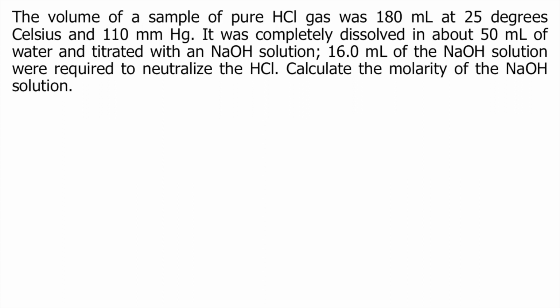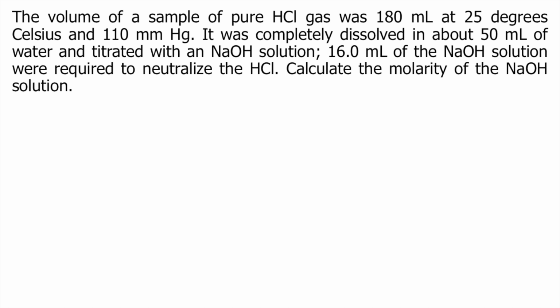The volume of a sample of pure HCl gas was 180 ml at 25 degrees Celsius and 110 mmHg. It was completely dissolved in about 50 ml of water and titrated with an NaOH solution. 16 ml of the NaOH solution were required to neutralize the HCl. Calculate the molarity of the NaOH solution.